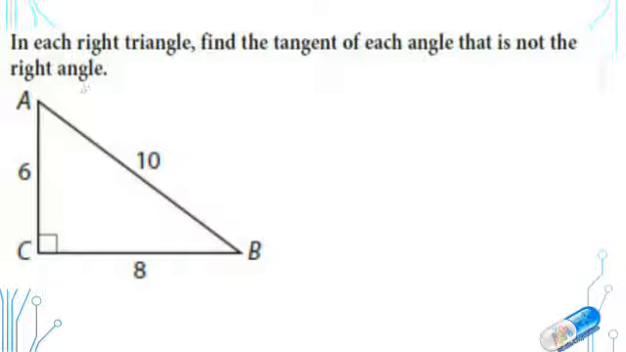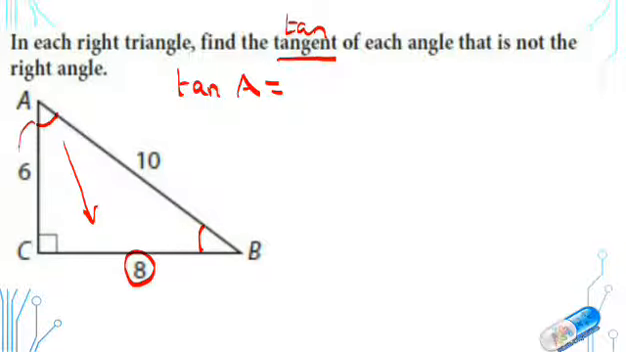Another example. In each right triangle, find the tangent, and tangent means the tan of each angle that is not the right angle. So here we want to find the tan for A and the tan for B. So let us write here tan A. We know that tan A is the opposite over the adjacent. And what is the opposite of A? Opposite is 8. And the adjacent is 6. So it is 8 over 6, and using the calculator it will be 1.33.